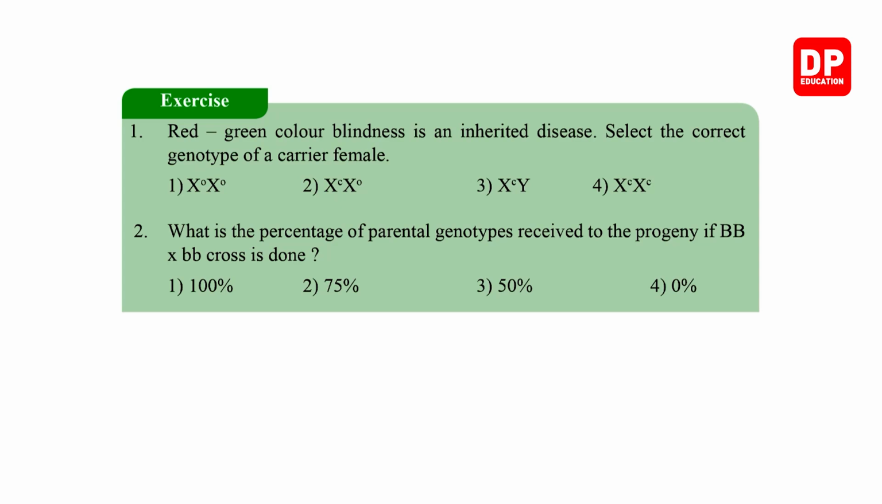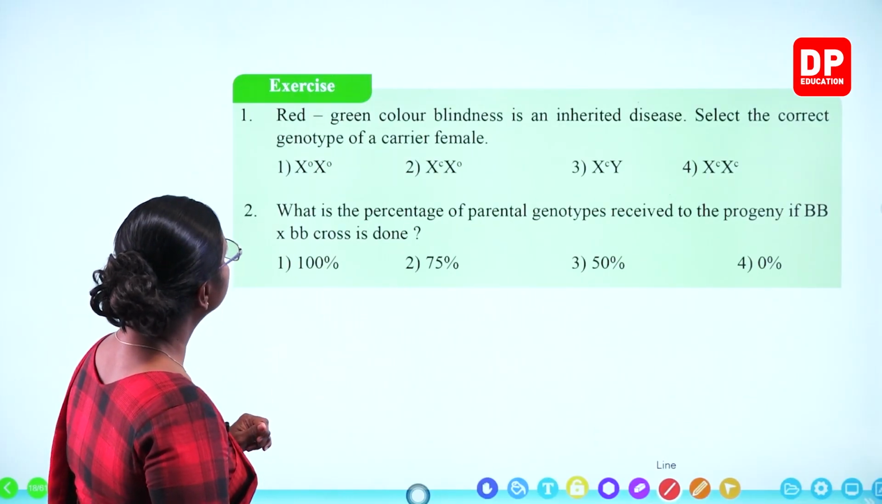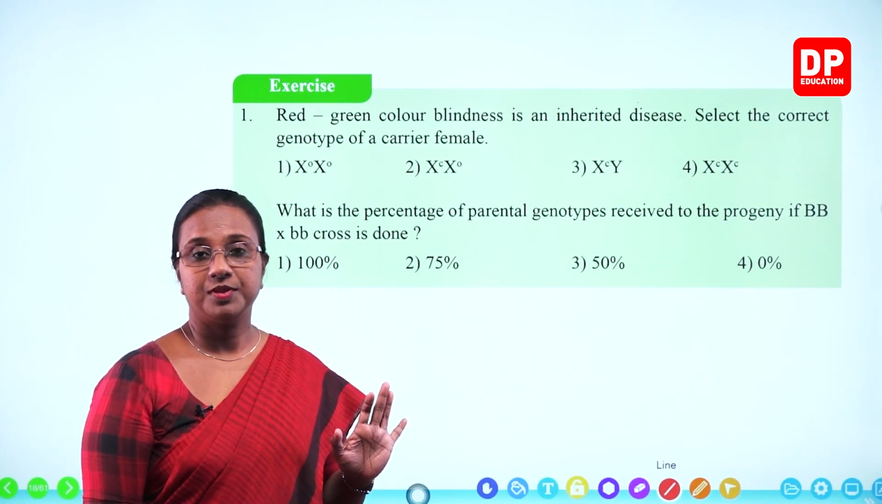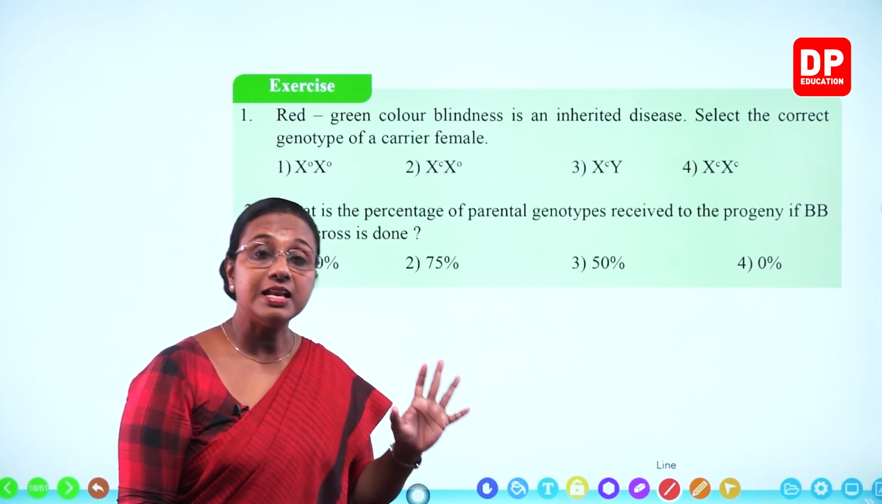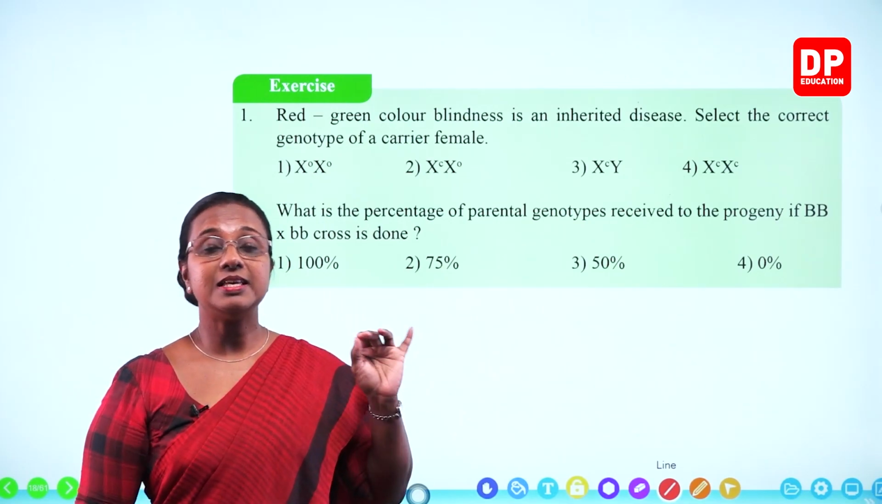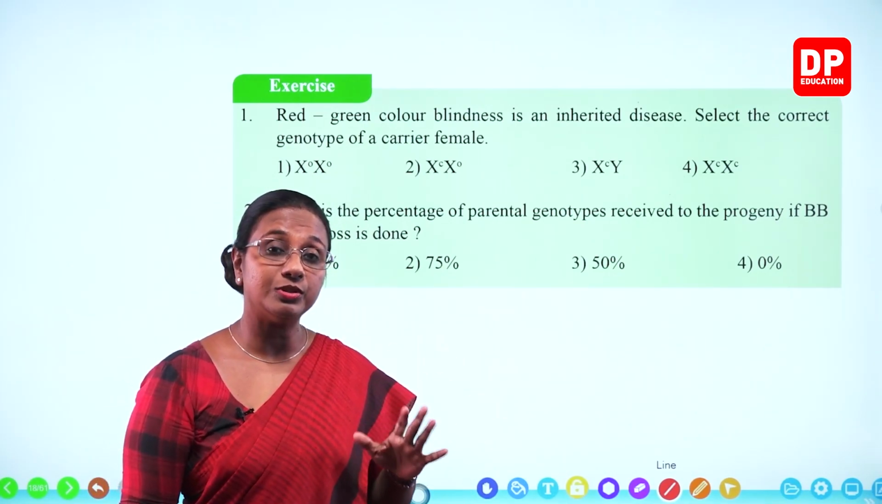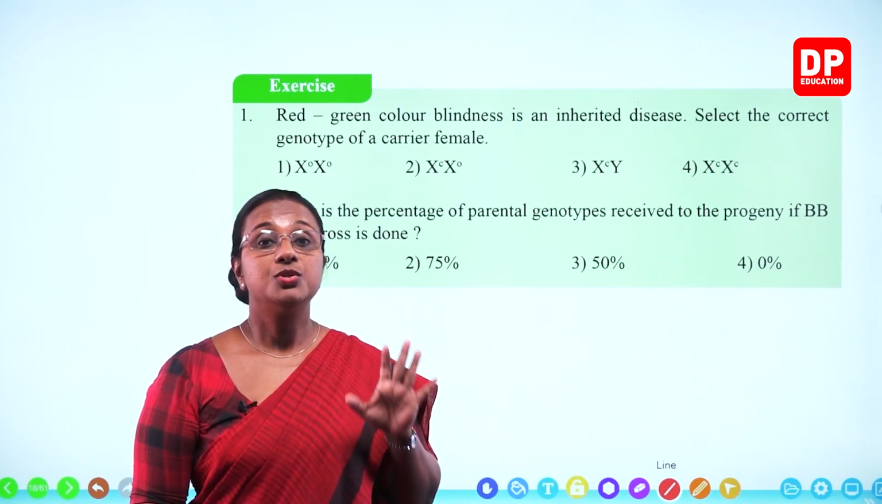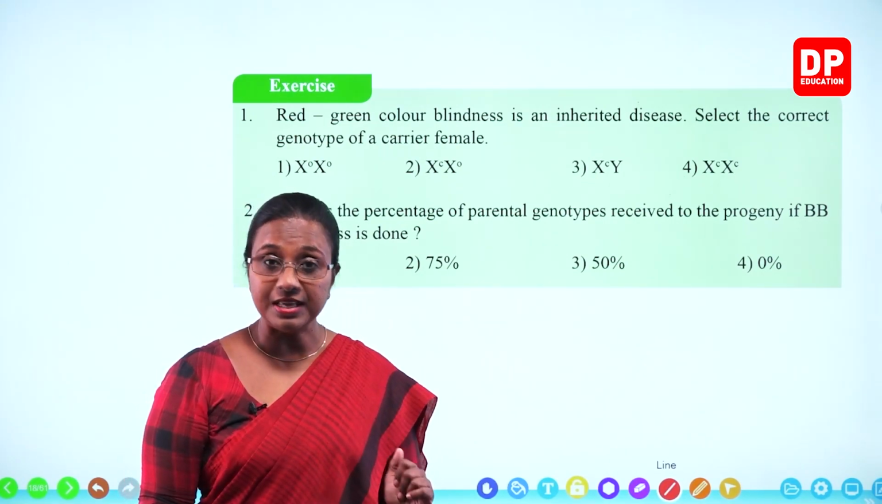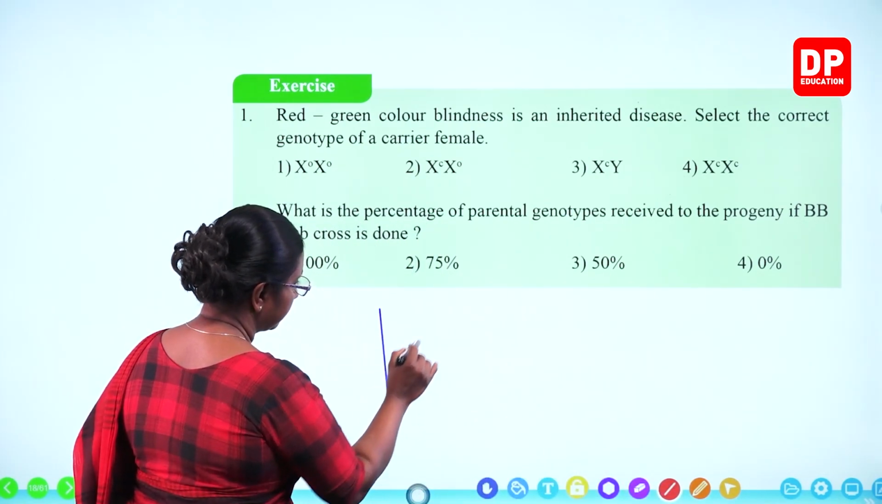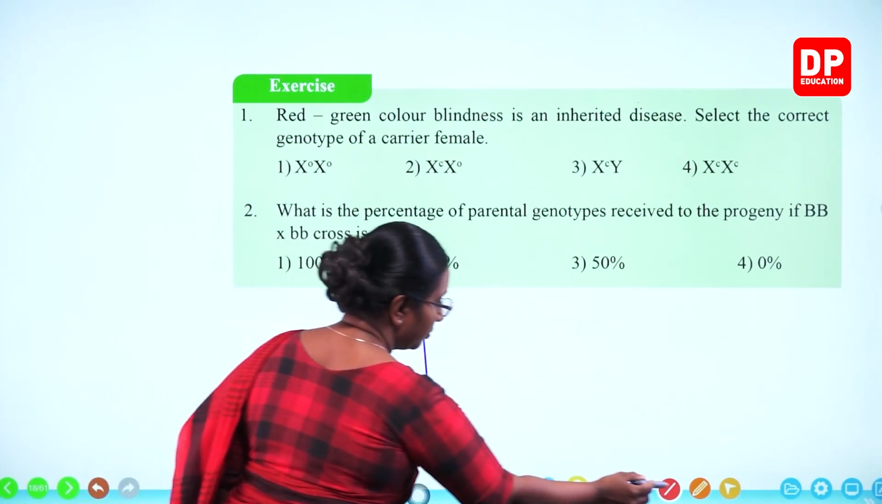Here you can see red-green color blindness is an inherited disease. Select the correct genotype of a carrier female. Normally, you all know students, red-green color blindness is caused by a recessive gene that is linked to the X chromosome. So when we say a carrier female, normally we get the chromosomes like this. Both are X chromosomes.